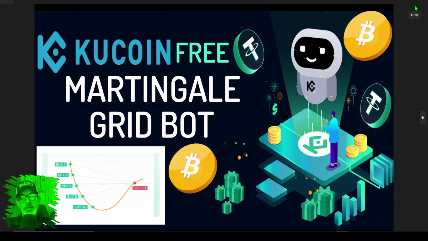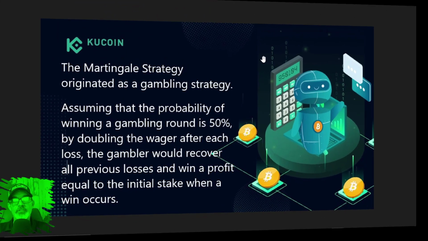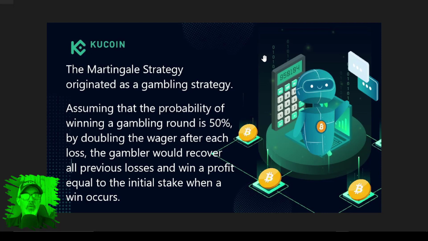In today's video, I will show you how to set up KuCoin's free automated martingale crypto trading strategy bot. Now, if you're not familiar with the martingale strategy, it is a strategy that originated more as a gambling strategy than an investing strategy. The strategy is designed to be profitable around a probability win rate of around 50%.